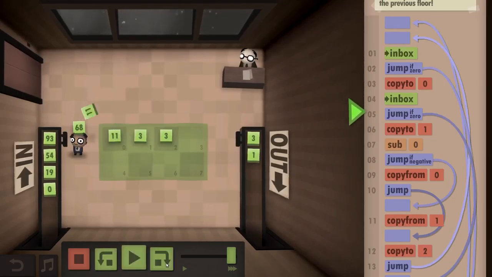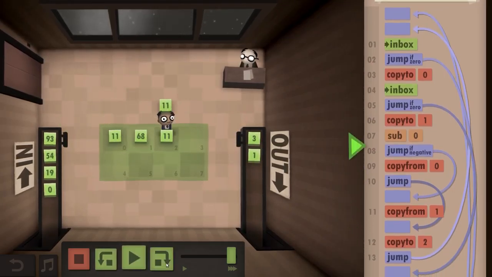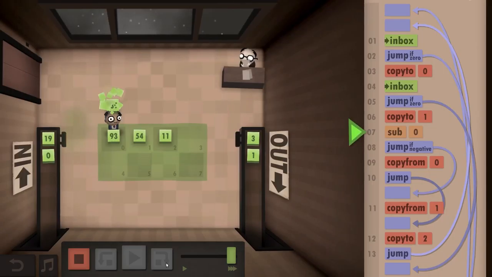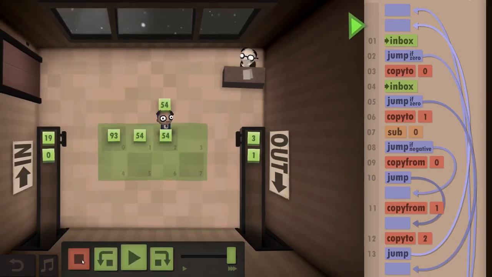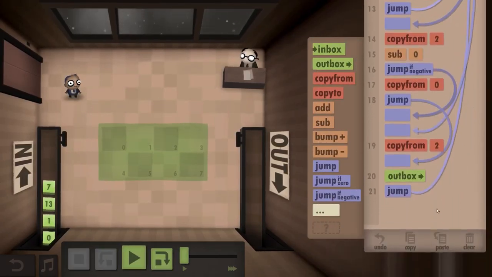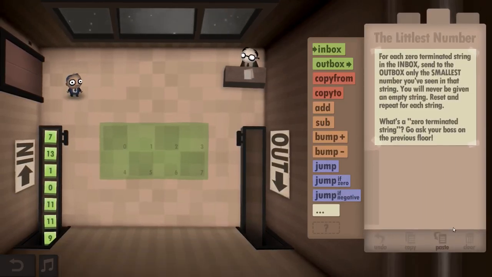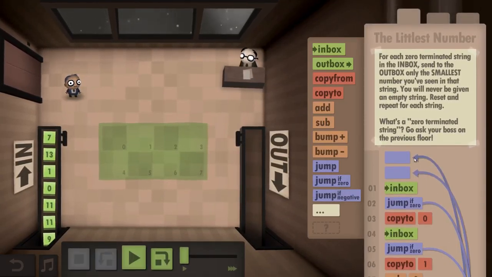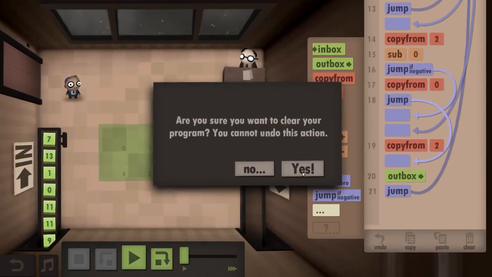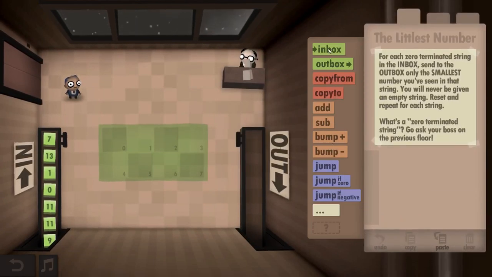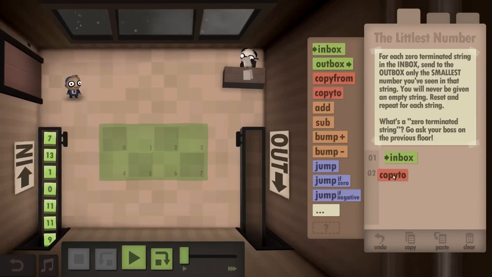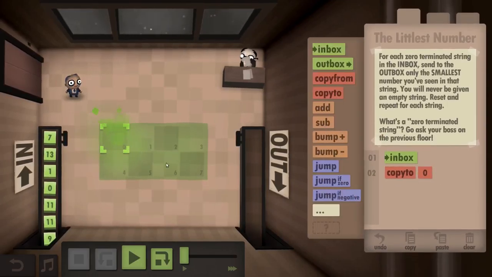Alright, let's see what fails. This is as expected. You are correct, because I'm not comparing it to the previous number. Yep, alright. You're right, fancy man.